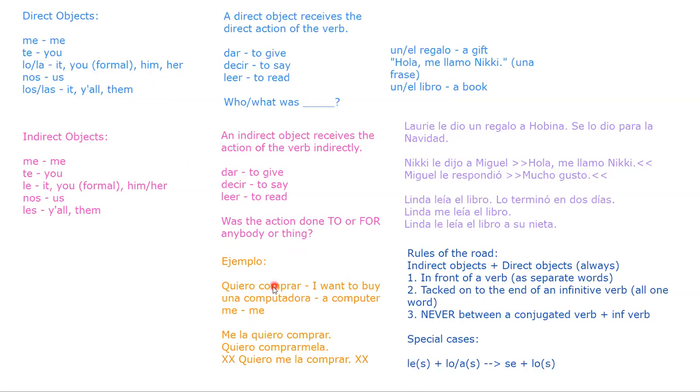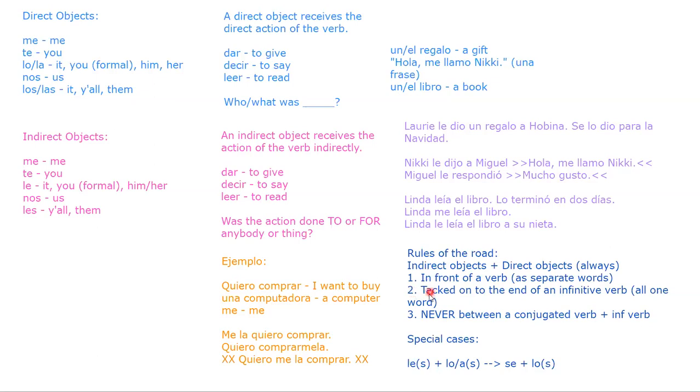And if I ask myself, what is it that I want to buy? A computer. Who do I want to buy it to or for? I want to buy it for me. Okay. Me la quiero comprar. I have put my indirect and direct object in front of the verbs. Me la quiero comprar. That's perfectly acceptable. I want to buy it for me.